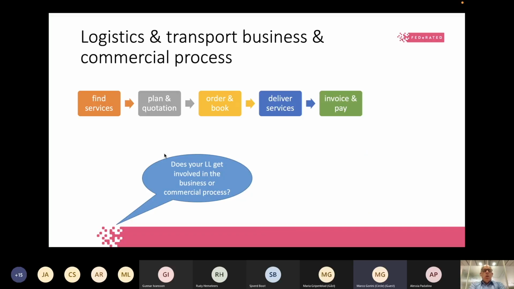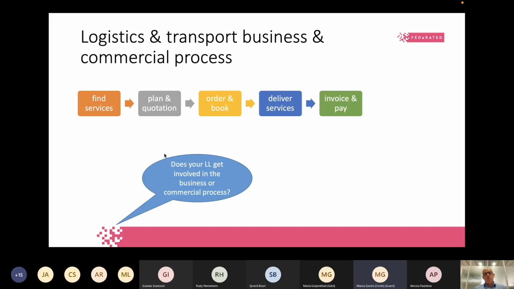So another way to look at what we're doing in our living labs is to look at the business and commercial process. One way to look at this is the question, firstly, I need a logistics service, right? I need a transport service. How do I find these? I find them and then say, okay, I need XYZ type of transport.